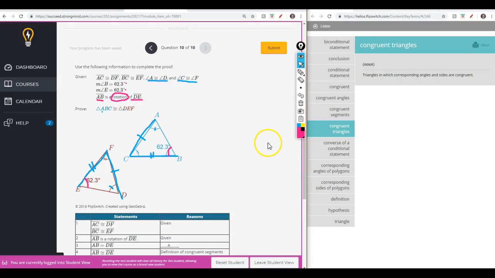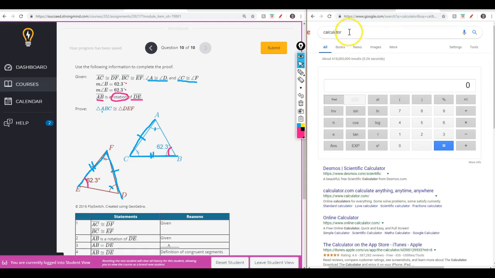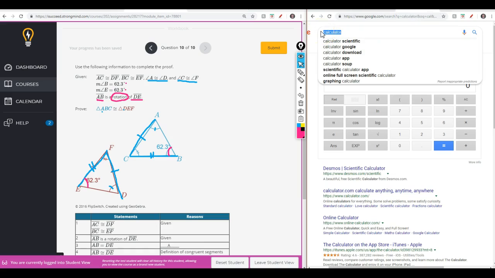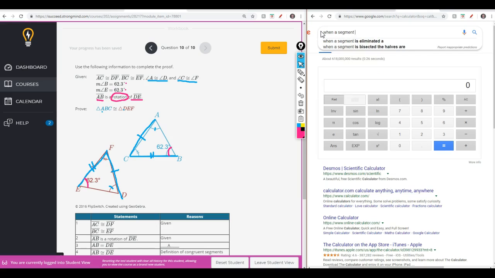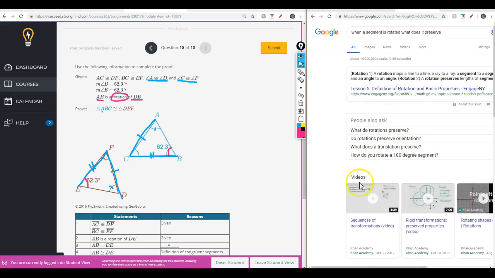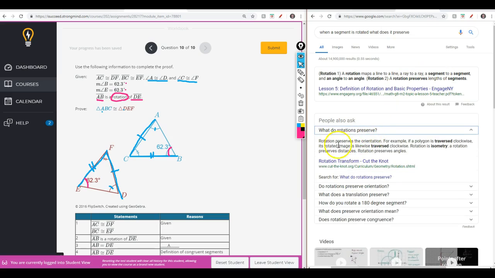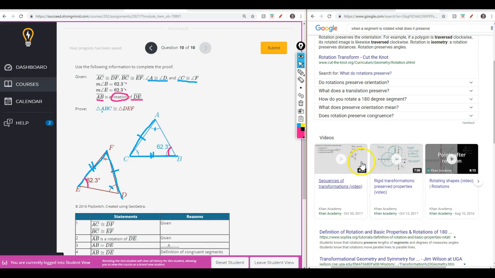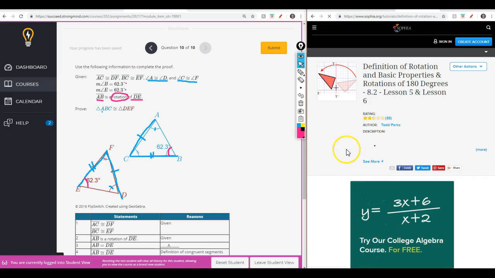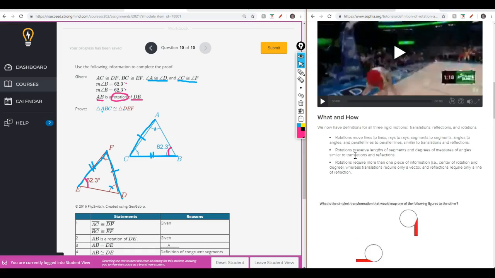So if you don't have that in your notes, I would Google it, and I would just type in, when a segment is rotated, what does it preserve? So a rotation maps a line to a line, a ray to a ray, a segment to a segment. So what do rotations preserve? Preserves the orientation. It also preserves, I'm going to go to a different one, see if it helps. Nope.